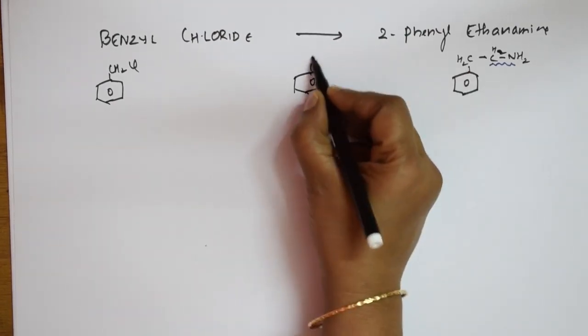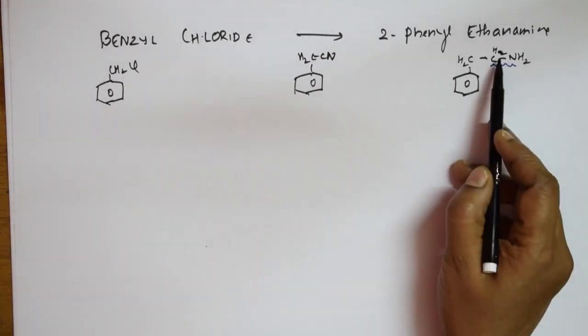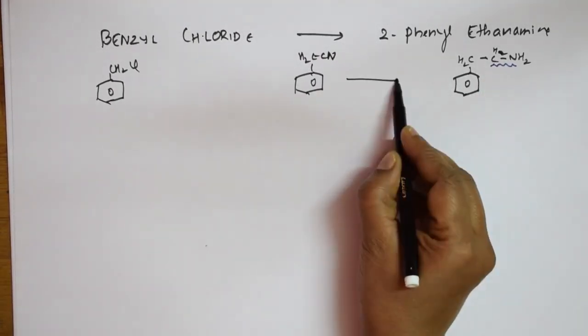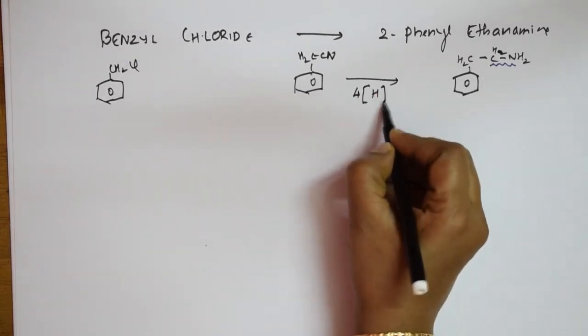This CH2 is here and cyano, correct? Now what did I do? I need to add hydrogen to this. When I add hydrogen, how many hydrogens? 2 plus 2, 4 hydrogens, which will add this reducing agent.